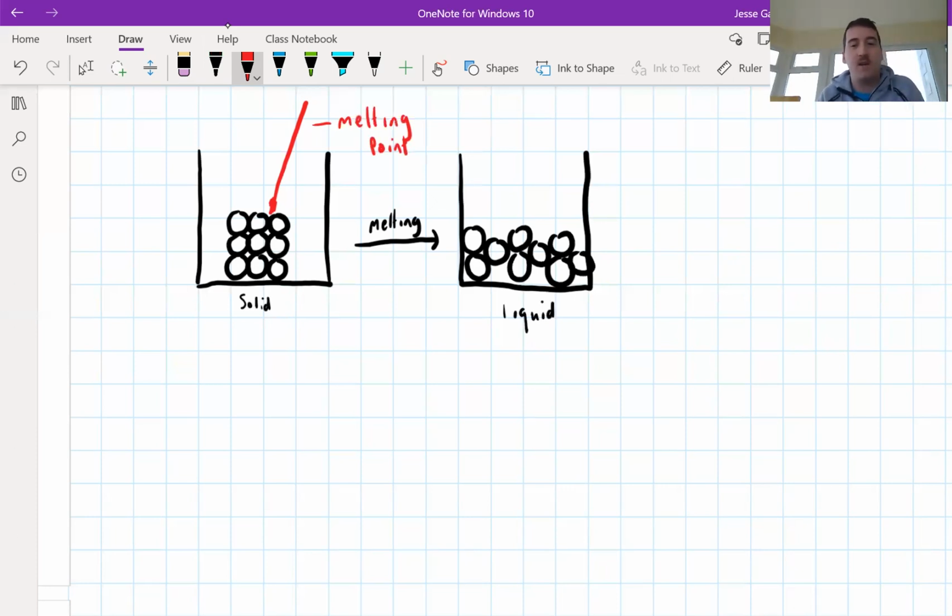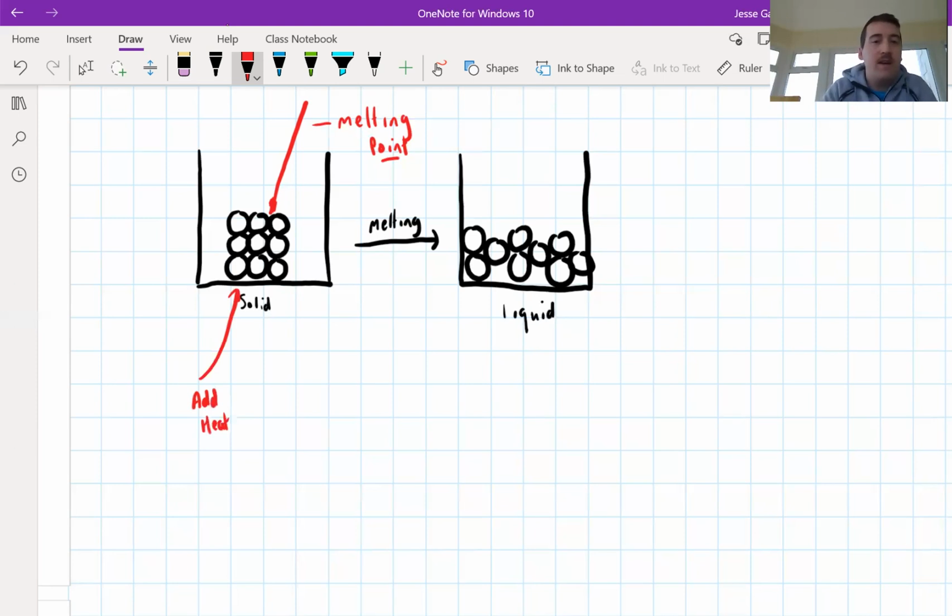If it was a change from a liquid to a gas, then it would be a boiling point. So the point bit just refers to some temperature. Now, obviously, not every solid and liquid is going to have the exact same melting point. Of course, what we're doing to get the solid to melt is adding heat. We need to add heat to the solid to get it to melt.